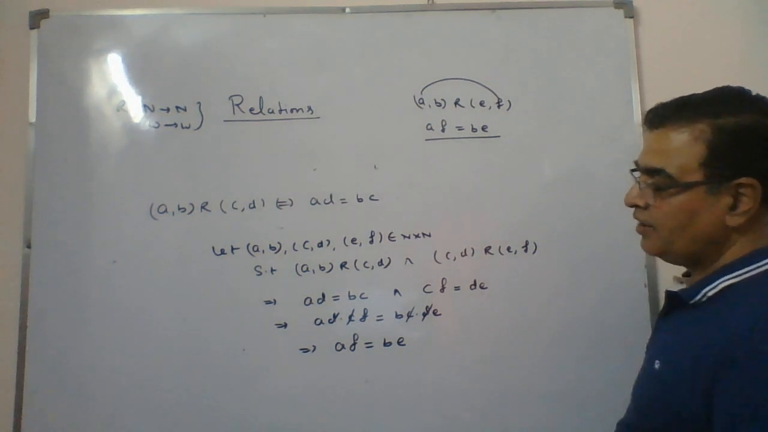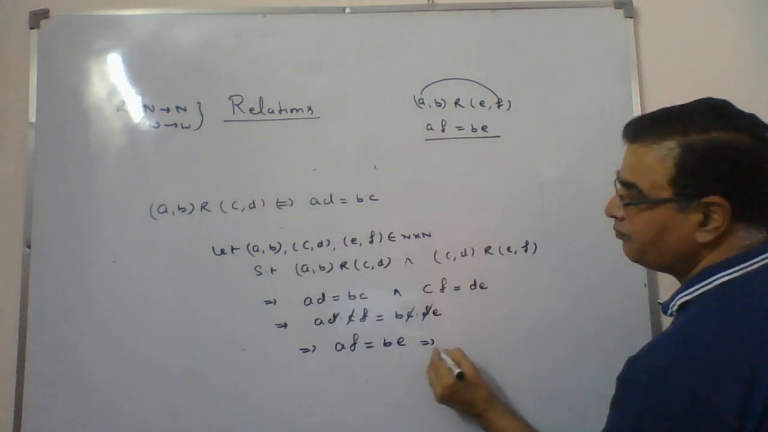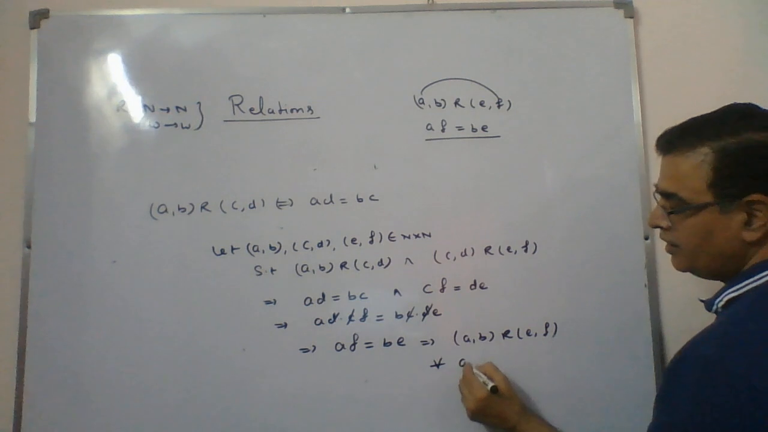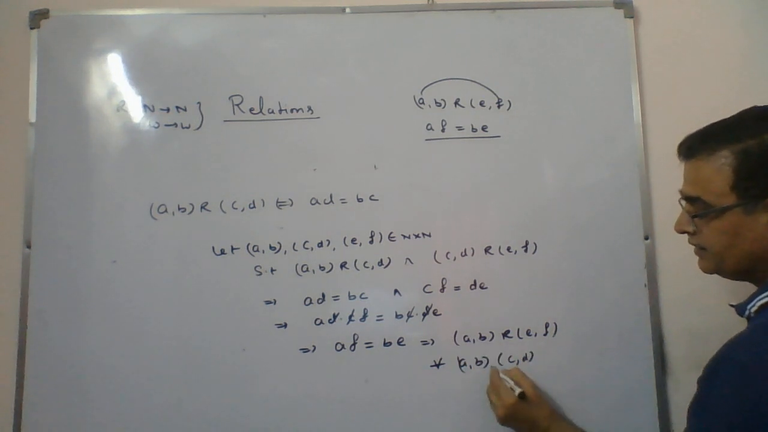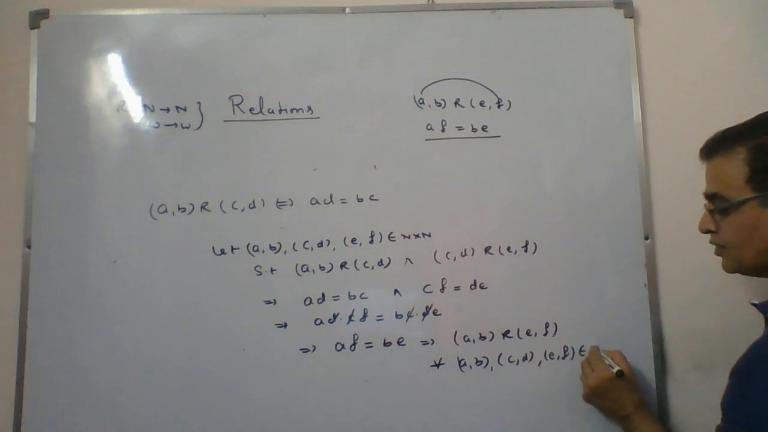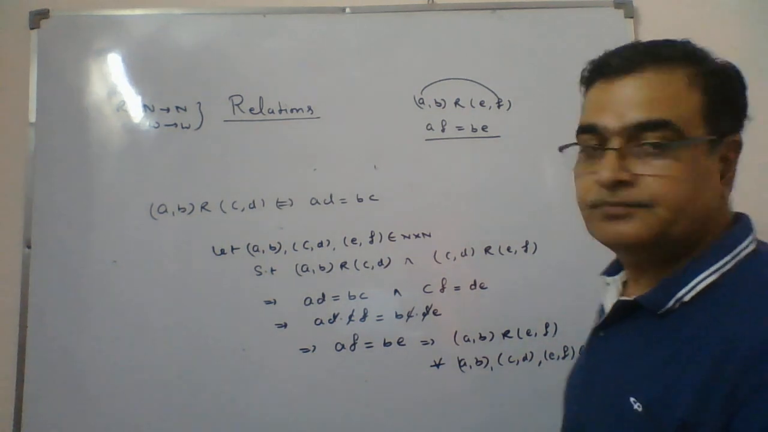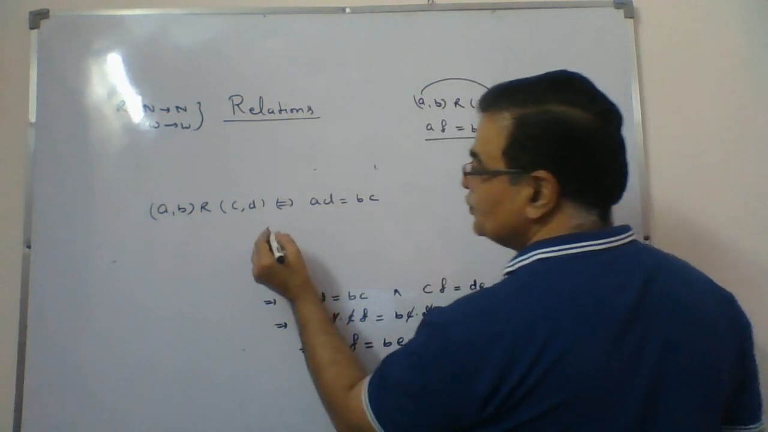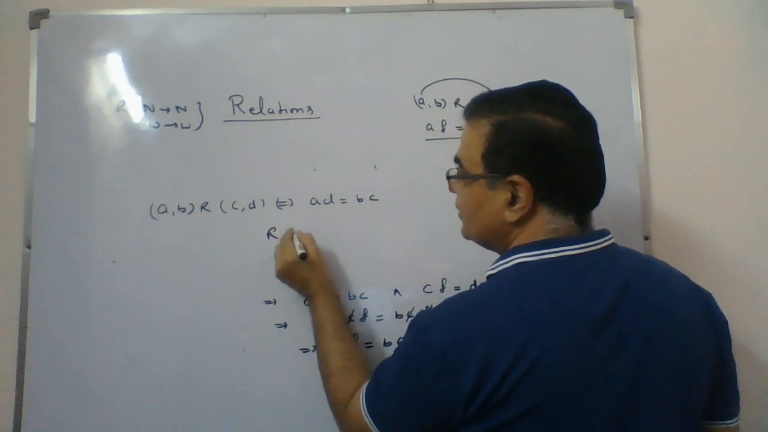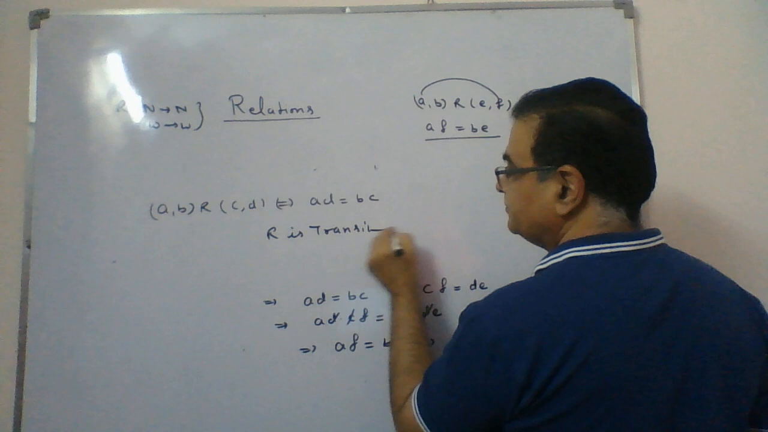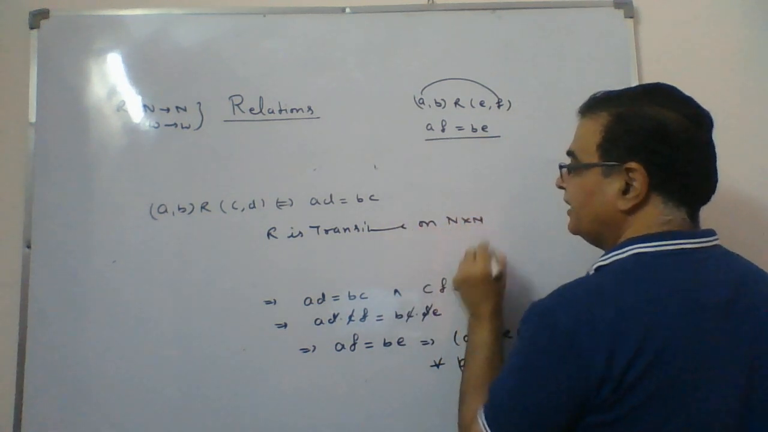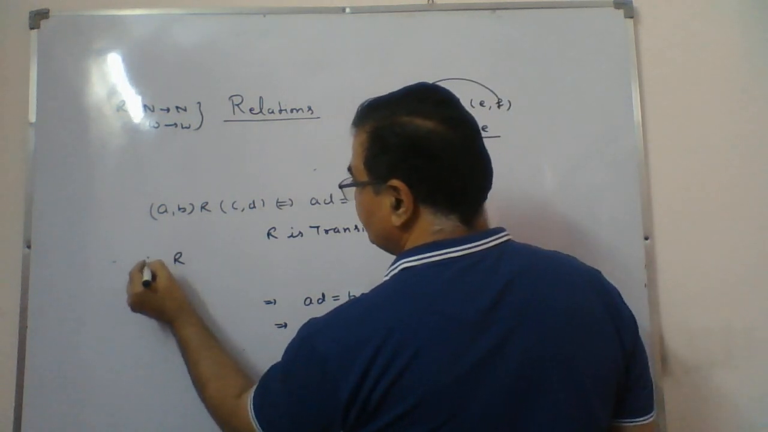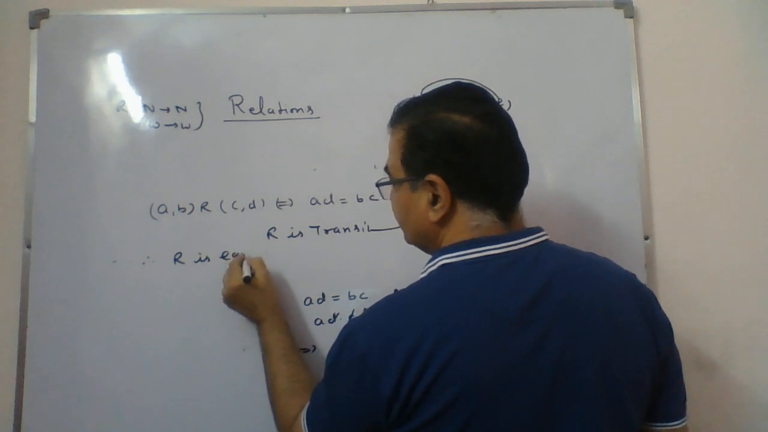And as soon as af comes out to be be, this implies (a,b) relates with (e,f) for all (a,b), (c,d) and (e,f) belonging to N cross N. And as you got this condition, clearly R is transitive on N cross N. And as it is reflexive, symmetric and transitive, R is an equivalence relation. Therefore, R is equivalence.